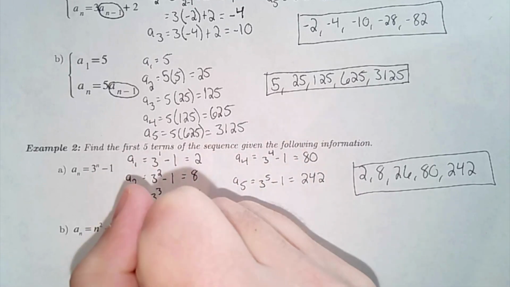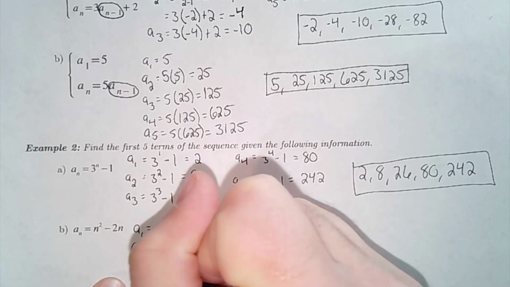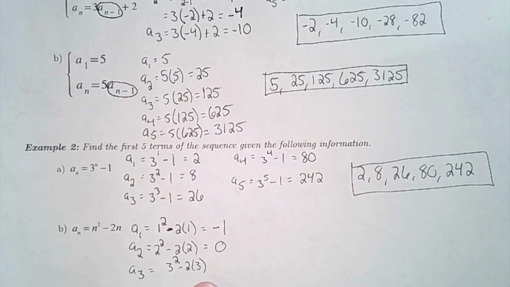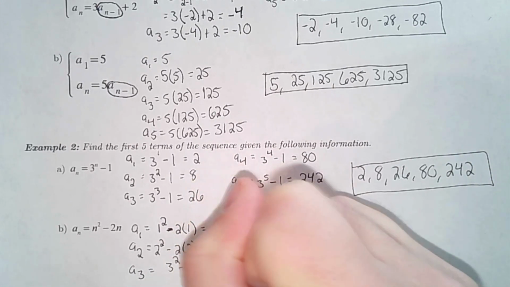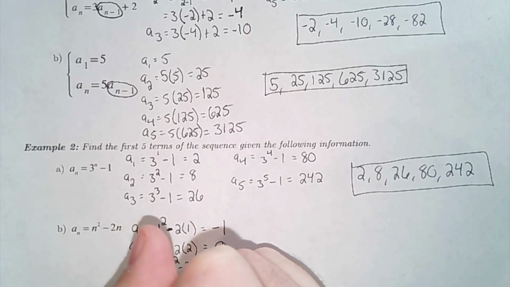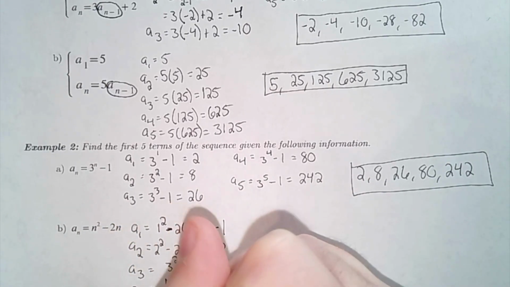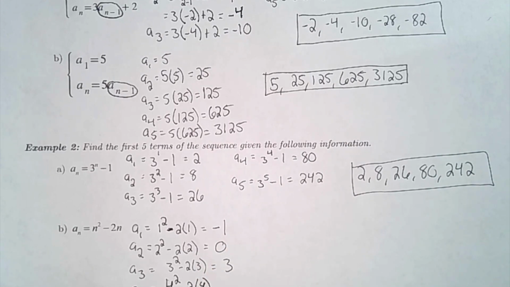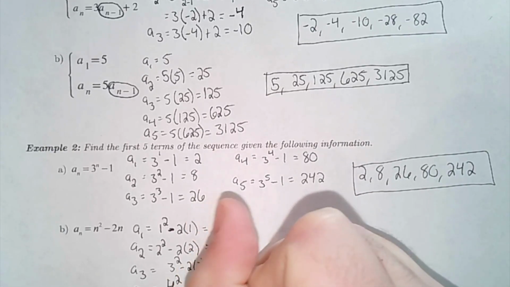A sub 3 is going to be 3 squared minus 2 times 3. Well, 3 squared is 9. 2 times 3 is 6. 6 minus 9 is negative 3. A sub 4 is going to be 4 squared minus 2 times 4. Well, 4 squared is 16. 2 times 4 is 8. 16 minus 8 is 8.